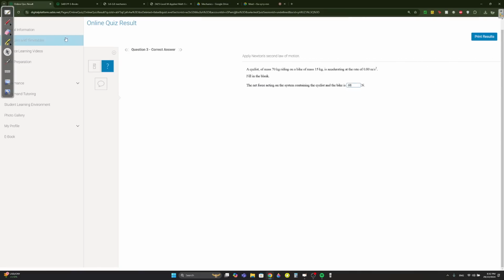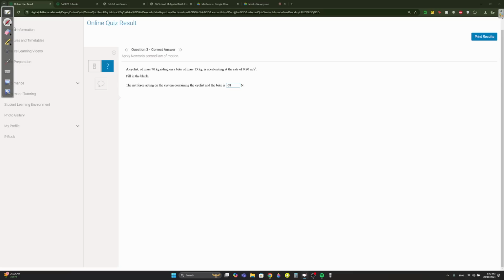Question 3. This is very easy. A cyclist of mass 70 kilos has, and they gave you its acceleration. So they gave you the masses. They want the net force on the system. They said system, so what's the total mass? 85 kg.